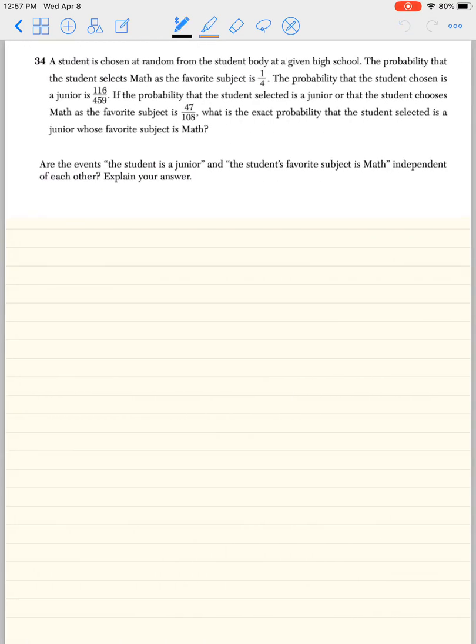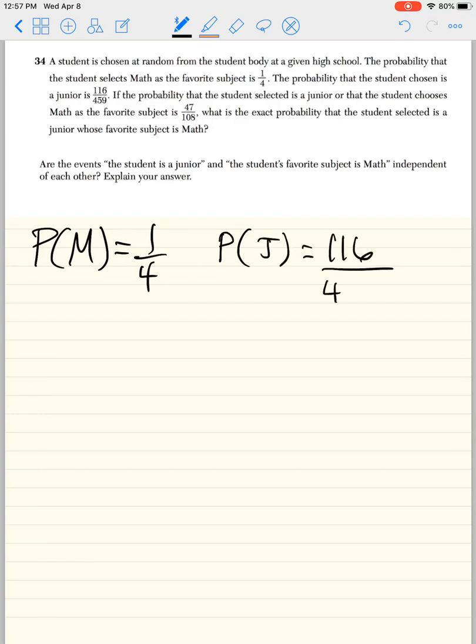And once again, at any point, please pause the video, try the problem, go back and rewatch it if you need help. So, this was from the Algebra 2 Regents. It was number 34, so it was worth a couple of points. A student is chosen at random from the student body at a given high school. The probability the student selects math as their favorite subject is 1/4. Notice how every time I read something, I just jot it down. The probability that the student chosen is a junior is 116 over 459, so we'll probably need a calculator for this.